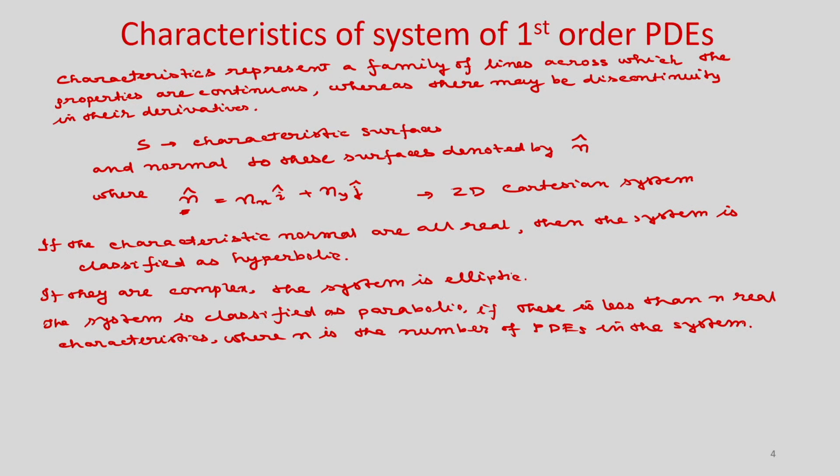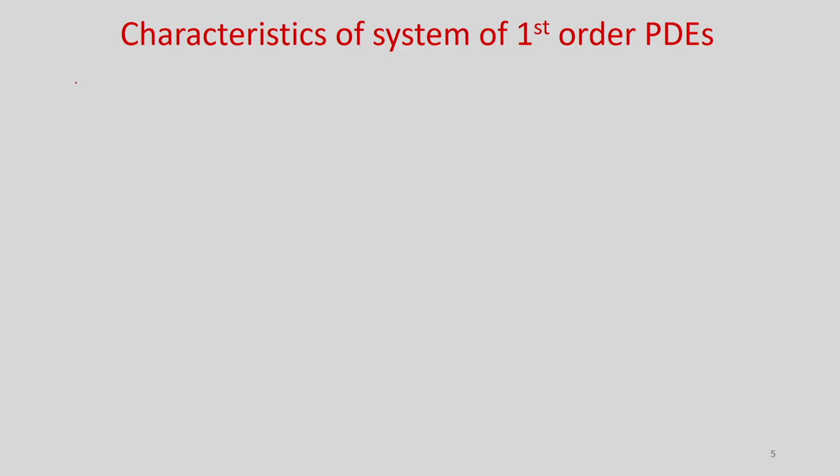Okay. So, now this characteristic of this normal if you find, if these are real and distinct, then it will be hyperbolic. If it is complex, then it is elliptic, and if it is real and repeated, then it is called parabolic. So, now let us consider the following set of equations.